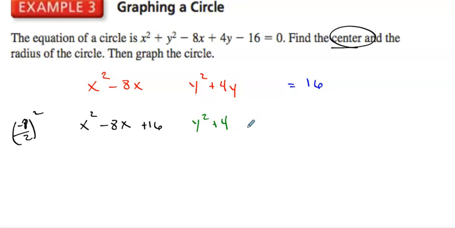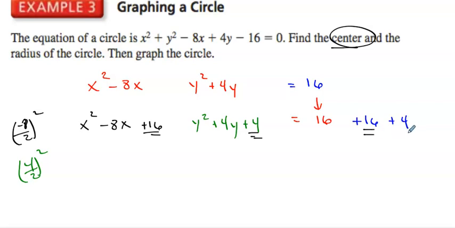I'm going to take my 4y, divide by 2 and square, which is plus 4. And I added 16 to the side, so I have to add 16 to the side to keep it fair. And I added 4 here, so I have to add 4 here in order to keep both my sides balanced. So this is all equal to, that comes down. I just created a positive 16, I created a positive 4. There's my plus 16 here, my plus 4 here on both sides.